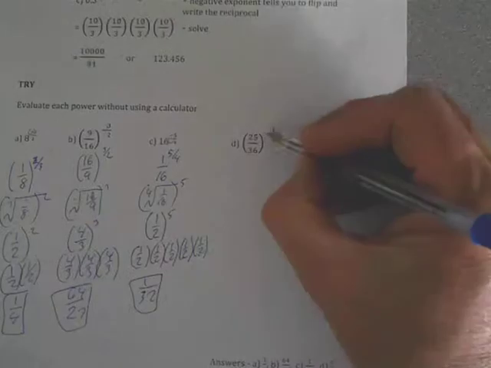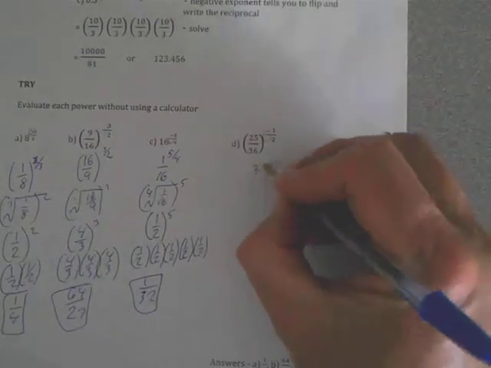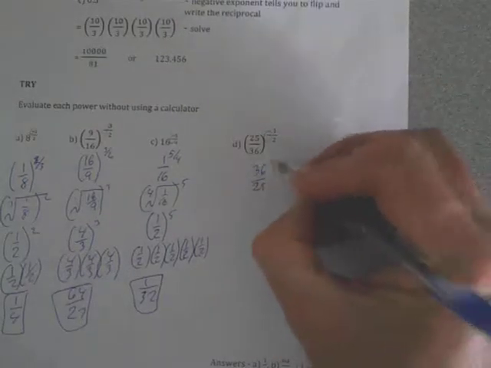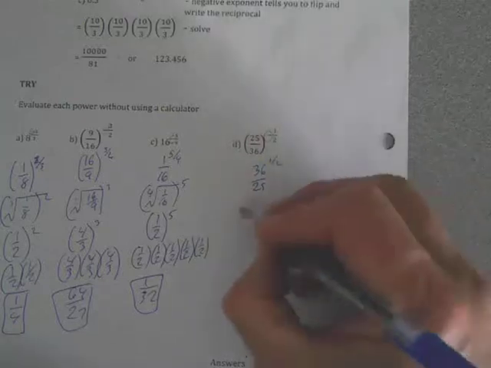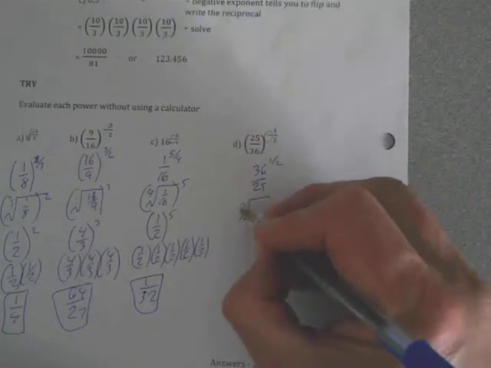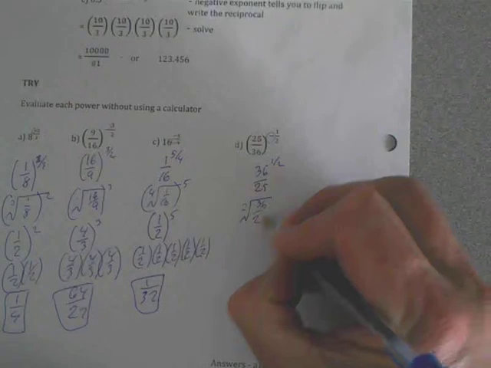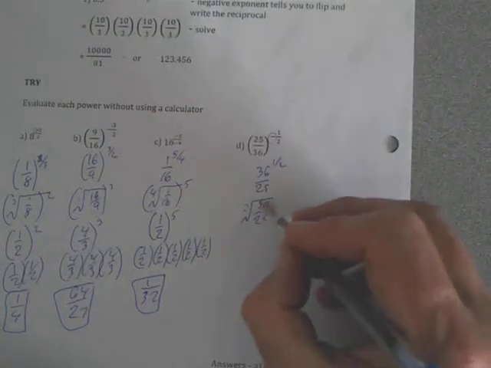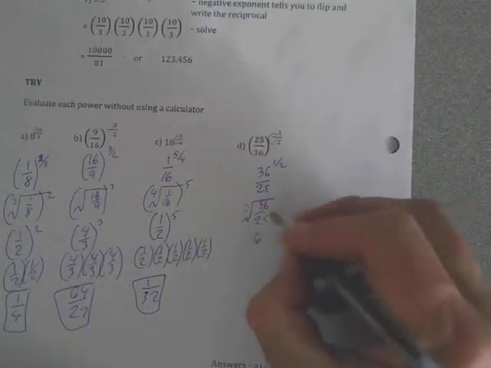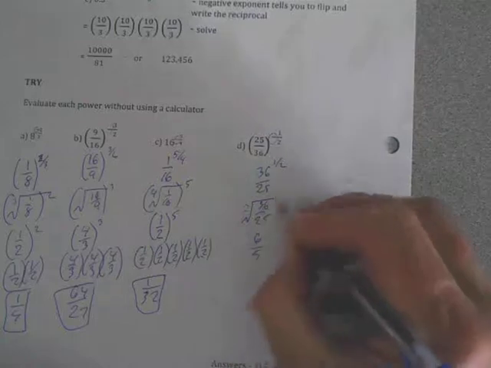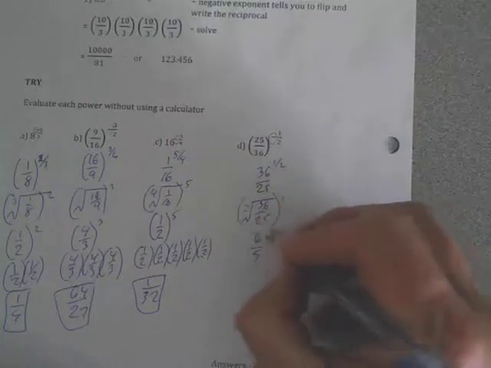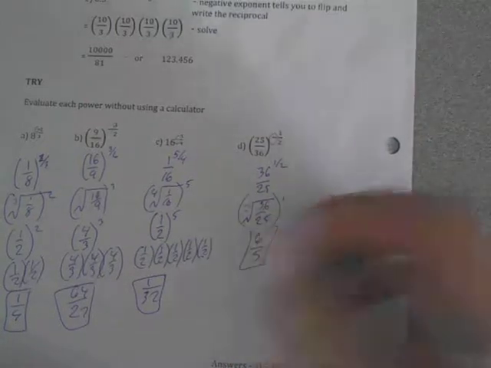Next one, once again, negative sign, so you're going to flip it: 36 over 25, with an exponent of 1/2. In radical form, 2 goes here, 36 over 25. What two numbers multiplied by themselves give me 36? That will be 6. And what two numbers multiplied by themselves give me 25? That will be 5. And because that's a 1 there, that's the answer as is.